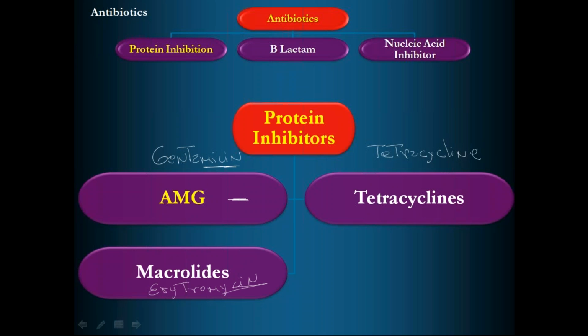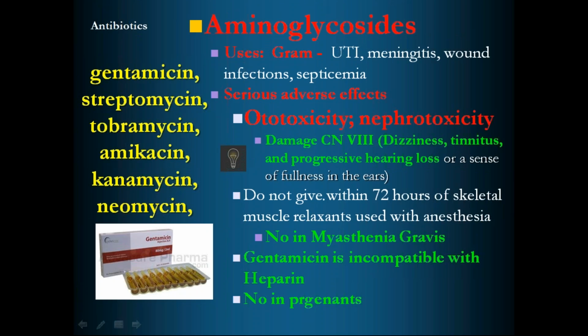Aminoglycosides are going to be gram-negative. Tetracyclines are going to be broad spectrum. What does it mean? It's going to be positive and negative. And macrolides again are going to be broad spectrum, positive and negative. All right, so let's start with the first antibiotic, and that is our aminoglycosides.